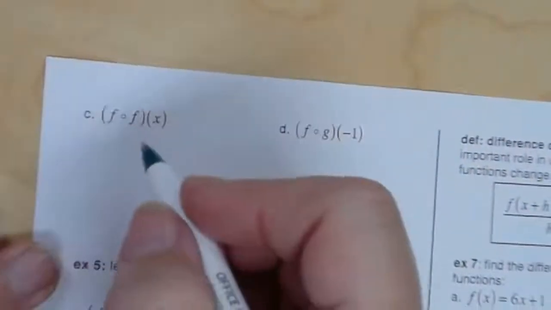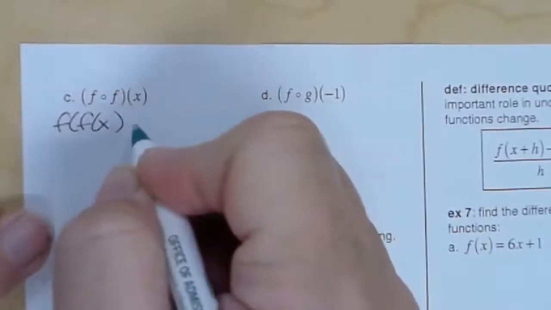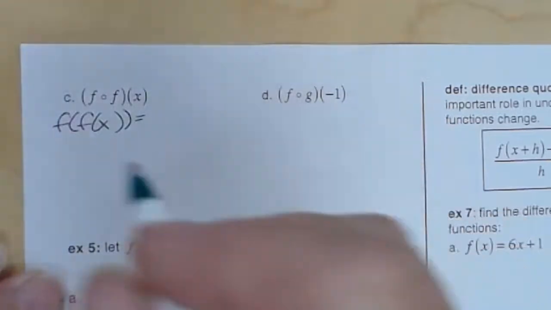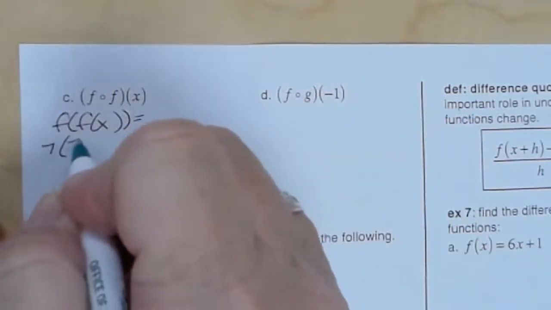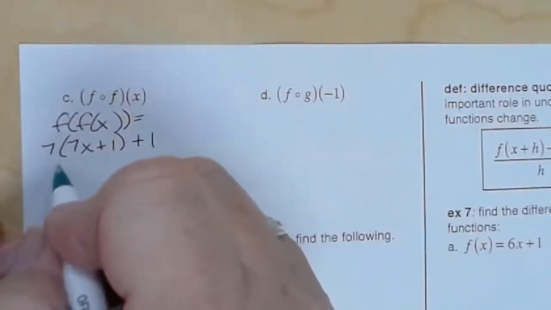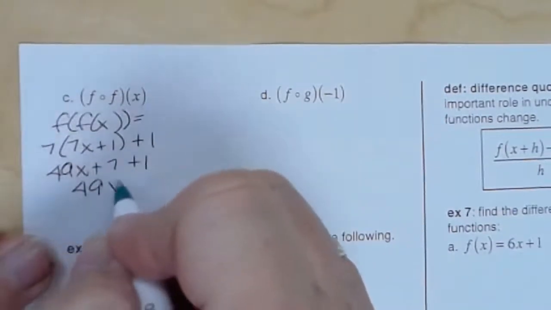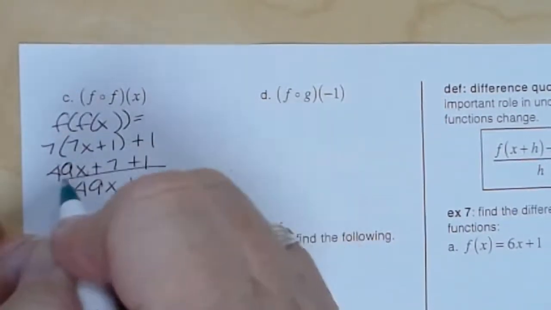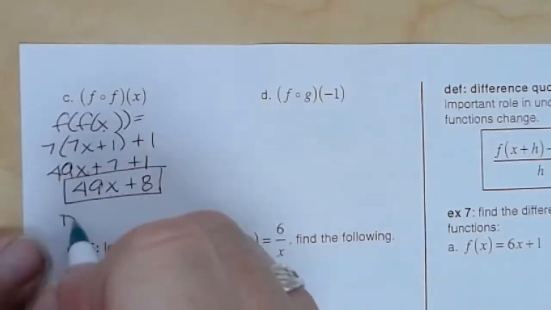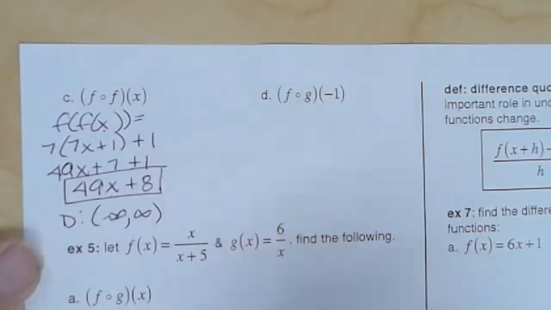So now, this one right here is stating f of f of x, which means I'm going to plug my f equation into my f equation. So I take 7 times (7x plus 1) plus 1. I get 49x plus 7 plus 1, which gives me 49x plus 8. What's the domain? All reals, all reals. So -infinity to infinity.